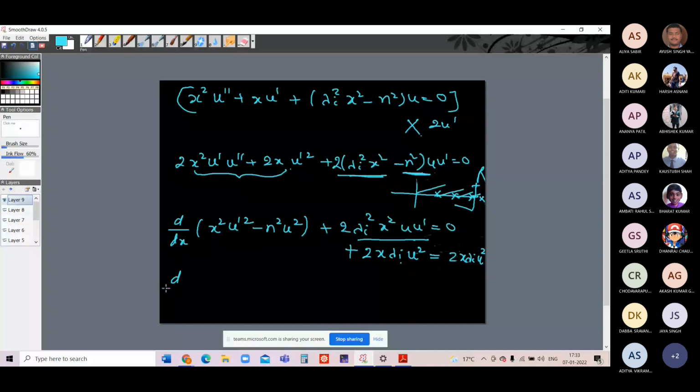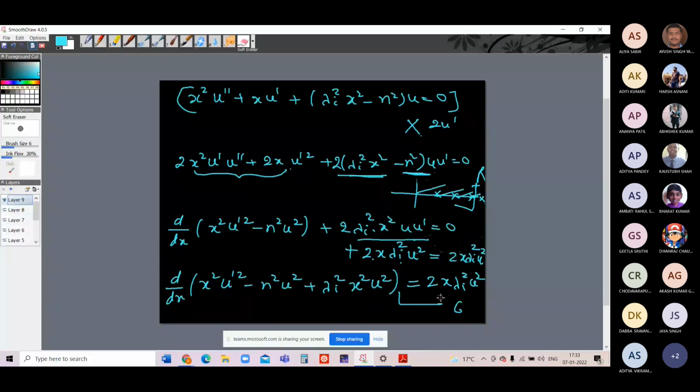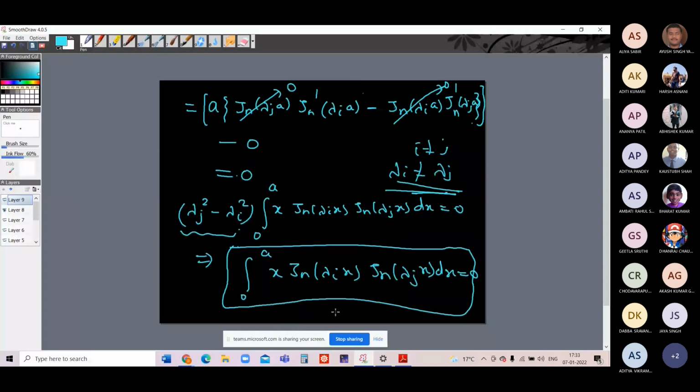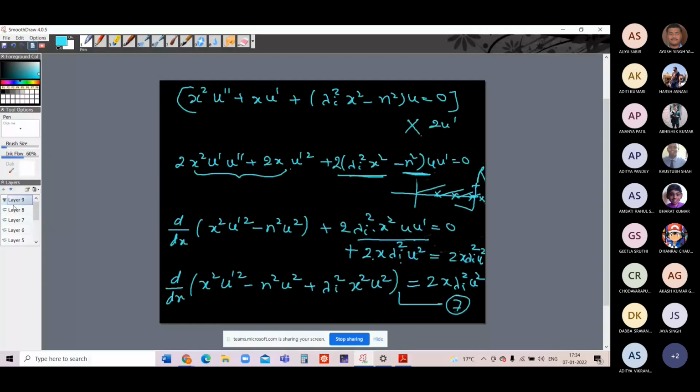Now the total derivative will be of the function x square u dash square minus n square u square plus lambda_i square x square u square, and it is equal to 2x lambda_i square u square. Say that it is equation number 7.